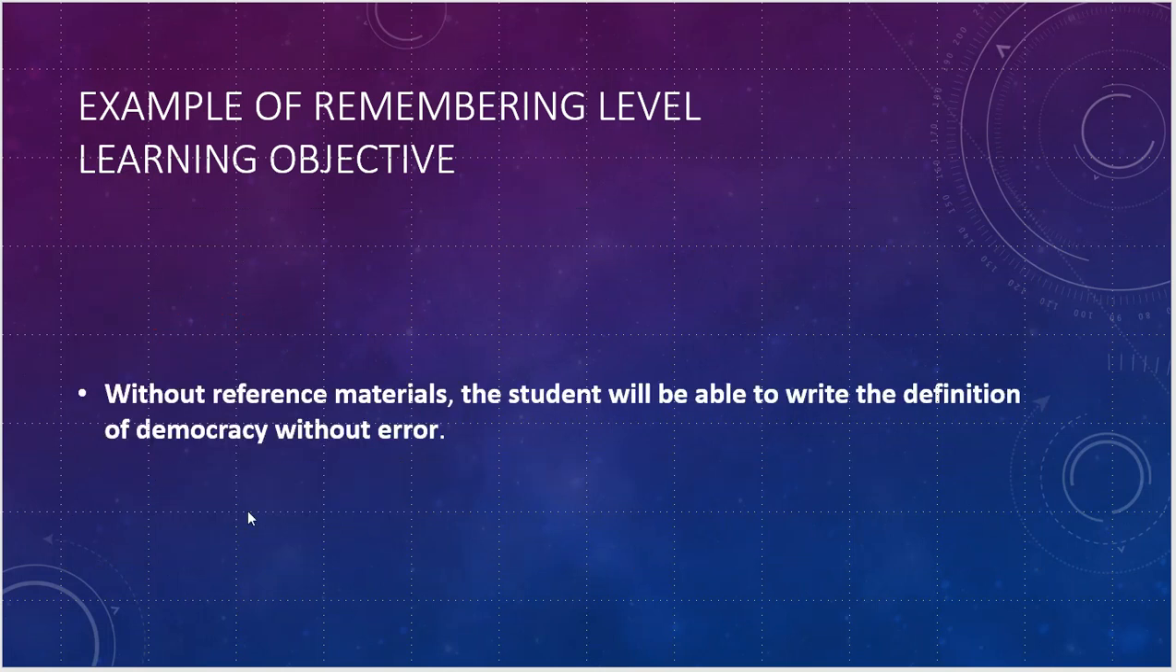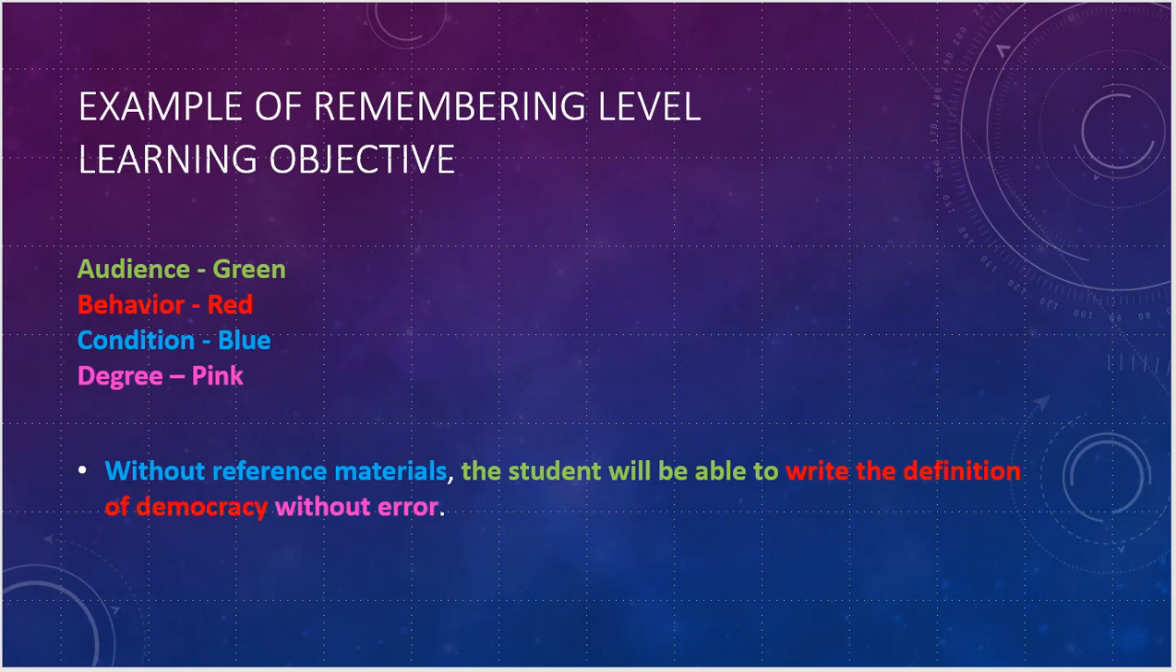Now here's another one. Without reference materials, the student will be able to write the definition of democracy without error. Once again, this is at the remembering level. And here's the key to that. You got the student, they're going to write the definition, they're not going to have reference materials, and it's without error. The key here, if it would have been moved to the understanding level, we would have said they're going to write the definition in their own words. Okay? But here we're expecting them to write the definition that they've learned in class, not explain it in their own words.